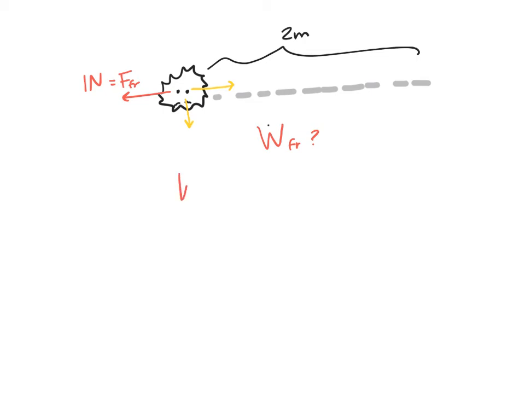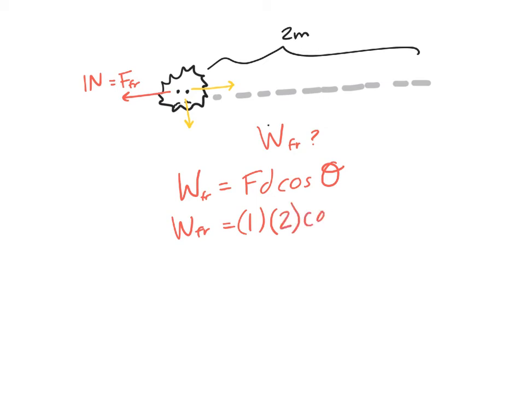So we go back to our same equation. Work from friction is equal to F D cosine of the angle between them. So work from friction is equal to, the force of friction is 1, the distance that the chinchilla is moving is 2, and the cosine of the angle between them. Well, let's look. The chinchilla is moving this way, and the force of friction is applied the opposite way. The angle between them is 180 degrees.